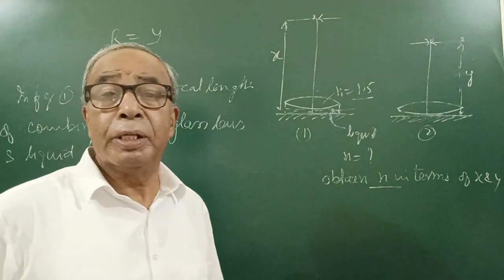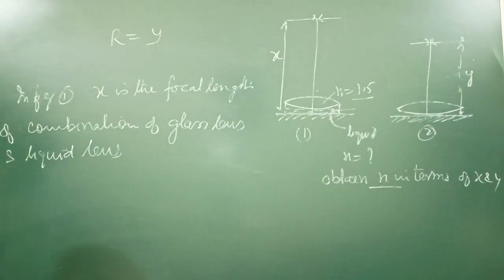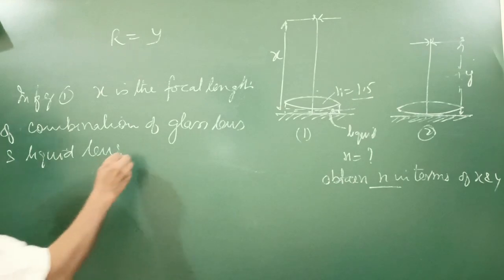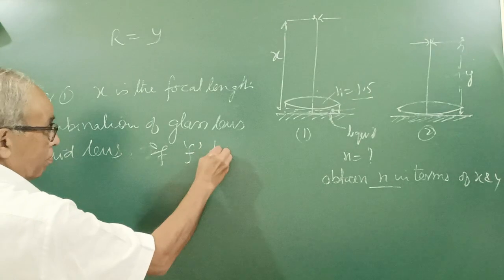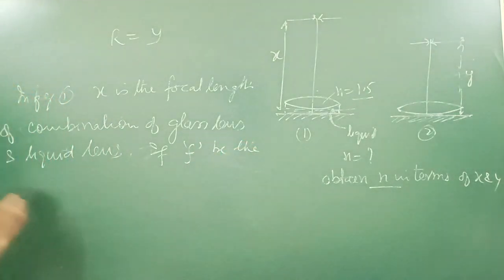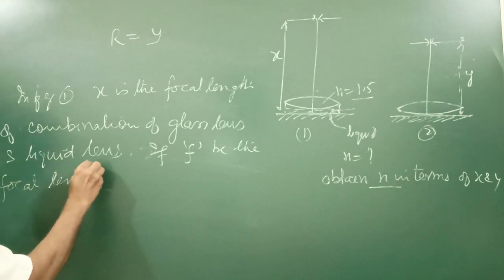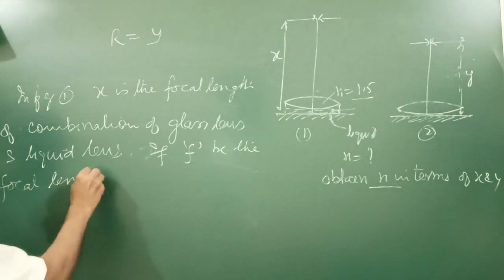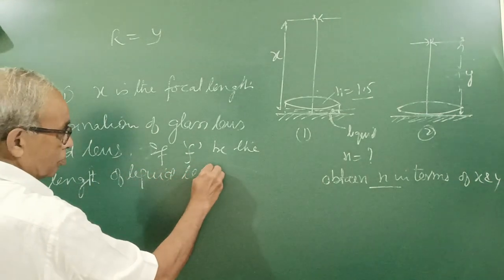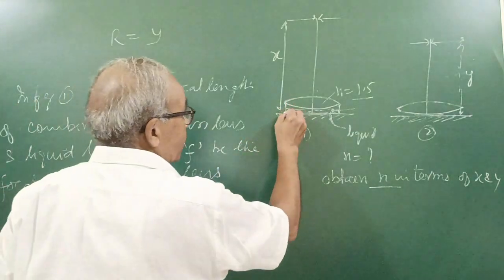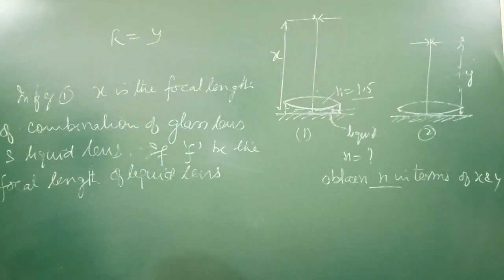There are a big number of problems in ray optics, but we should not avoid them, we should try them. So, if small f be the focal length of the liquid lens, this is the liquid lens here. In shape, it is called plano-concave.